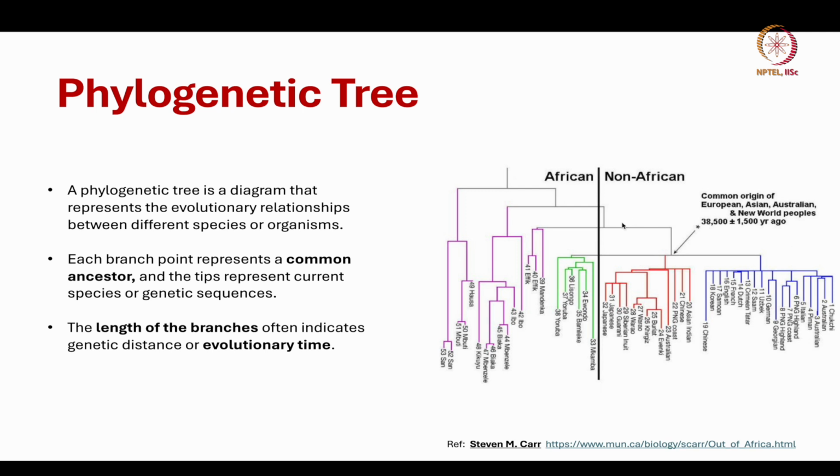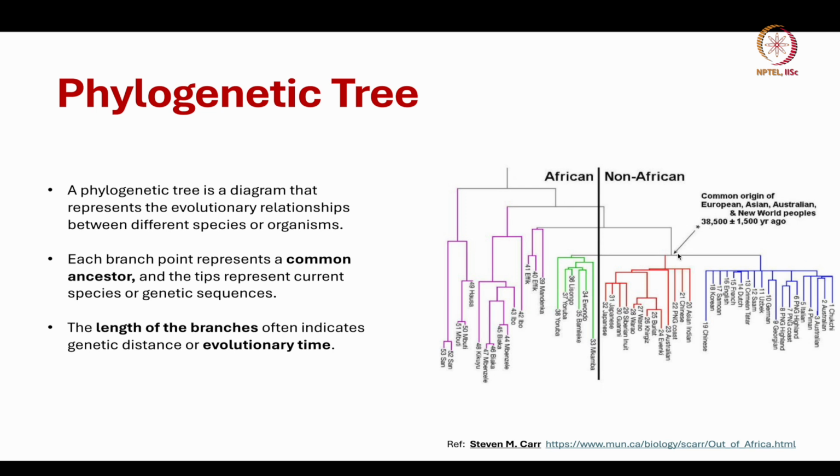Now, each branch point in this phylogenetic tree represents a common ancestor. For example, if you look at this point, this is a common ancestor of all of these humans, right? And the length of the branches is also one of the most important factors we need to understand to interpret a phylogenetic tree. The length of the branches usually indicates the genetic distance or the evolutionary time.